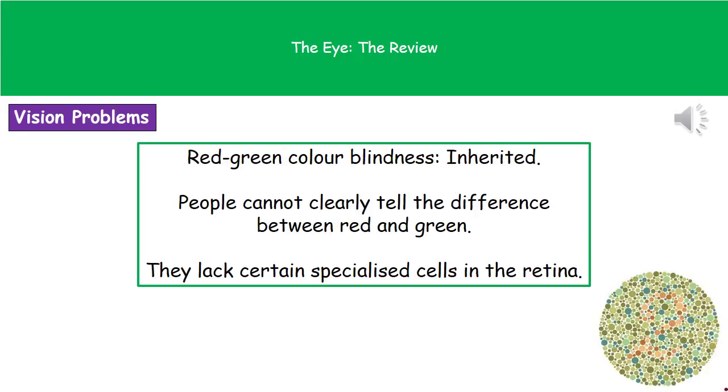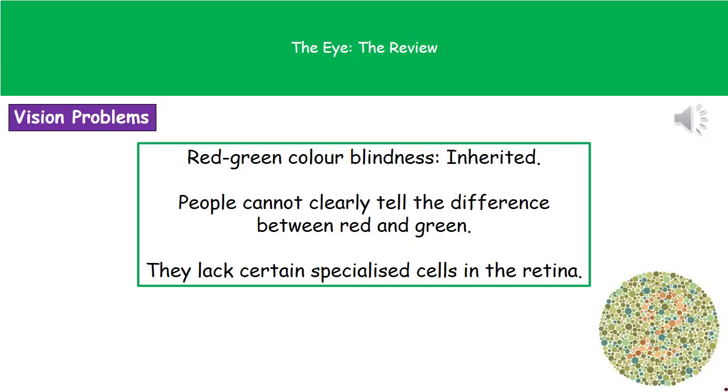We do have a few problems associated with vision, and the first one is an inherited condition, so one caused by your genes, which is red-green colour blindness. Now in this condition, people can't clearly tell the difference between red and green. So you can test this yourself. If you look at the picture in the bottom right hand corner of the screen, there's a number written in a different colour. If you can make out the number, then you don't have any problem with your colour vision. If you can't make out that number, then there's a chance that you may be suffering from some degree of red-green colour blindness.